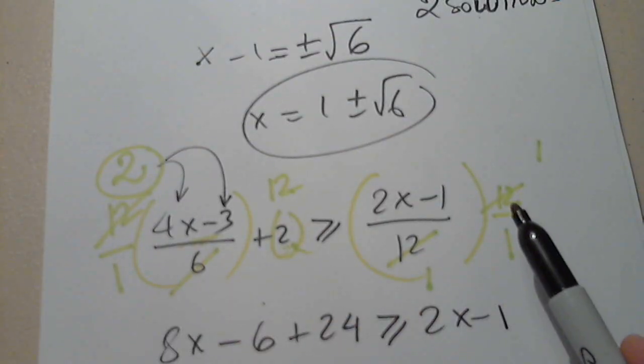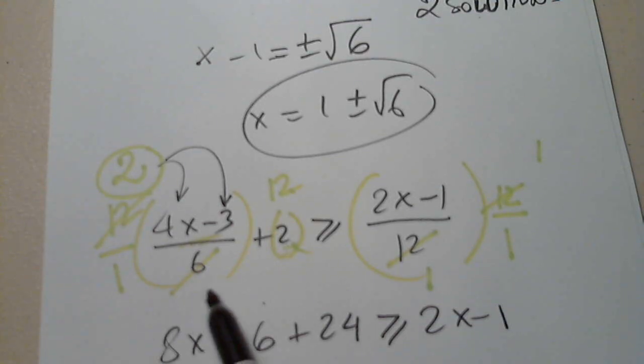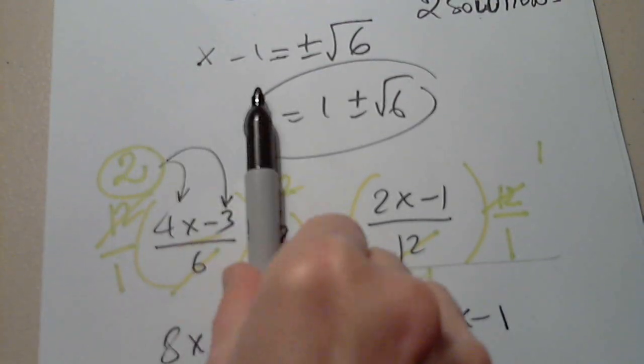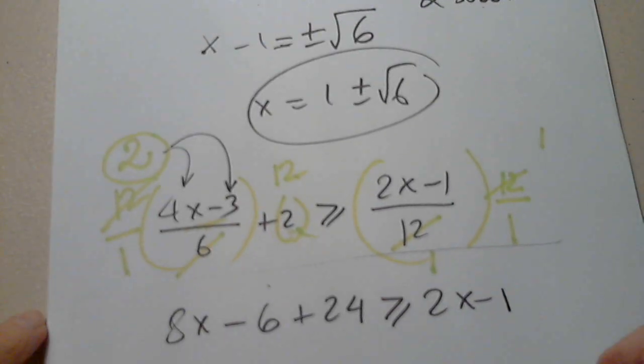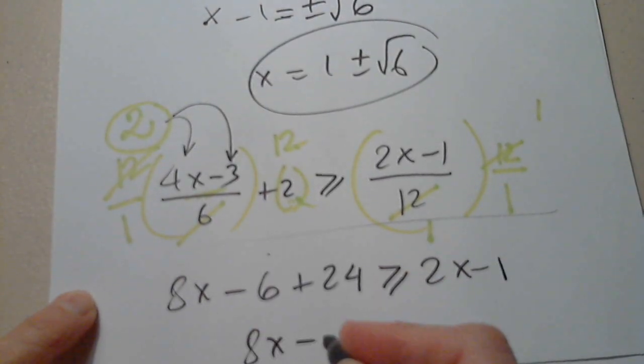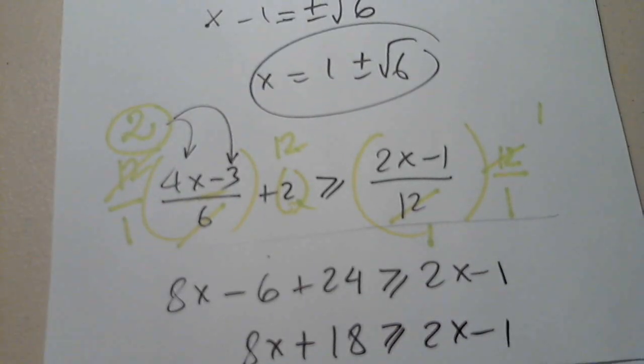Don't pick and choose. Don't just multiply the fractions. No, no. We multiply the whole thing, term, by 12. So now I combine like terms and I get 8x plus 18 greater than or equal to 2x minus 1.